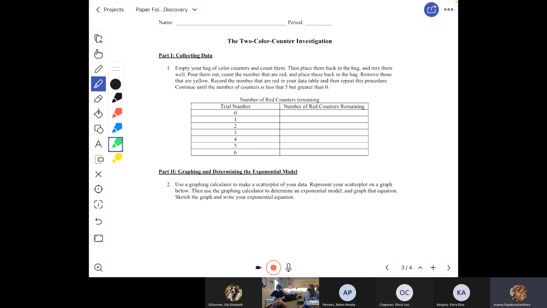Well, actually, I don't have to do that if you're telling me. Yes. Count all of them to begin. Dump them out, right? And then separate them so that you have yellows and reds. But count all of them first, because that's trial 0. Okay. Remove the yellow and that's the red. Okay, count the reds.